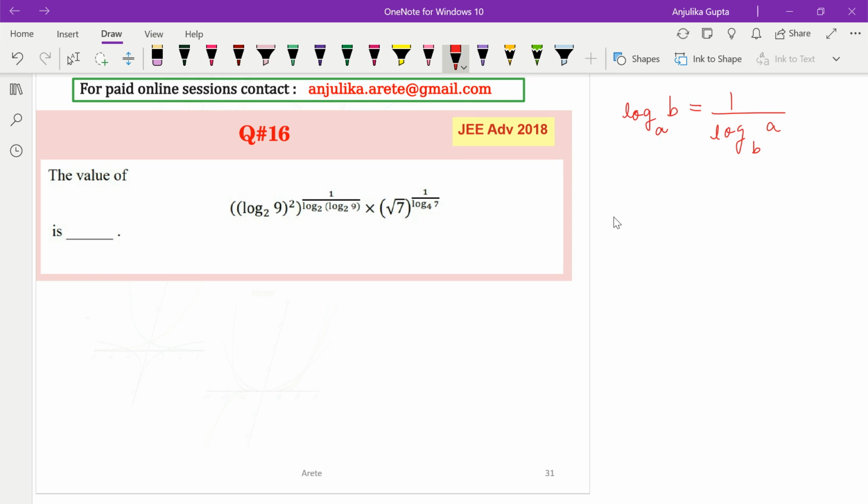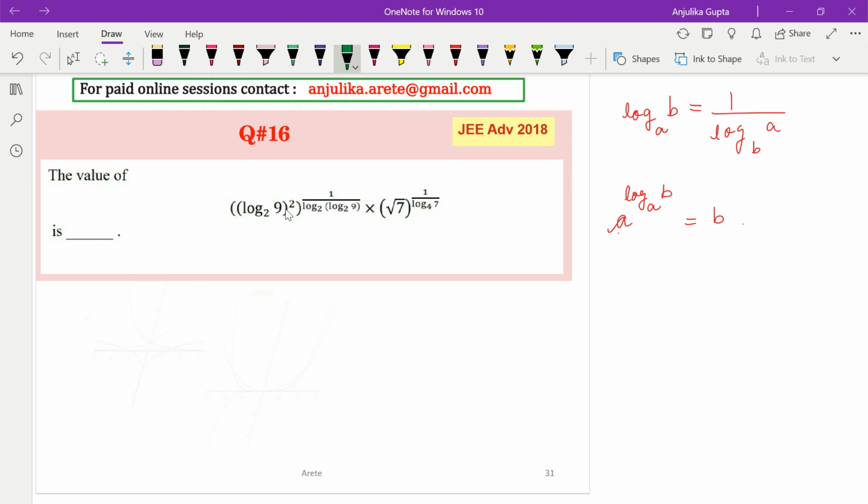The other property is this: if you have an exponential where the exponent is a log, and that log has the same base as the exponential base, then log and exponential are inverse to each other. They nullify each other and you end up getting b. That's all. If you know these two, you're done. So let's get to the question.